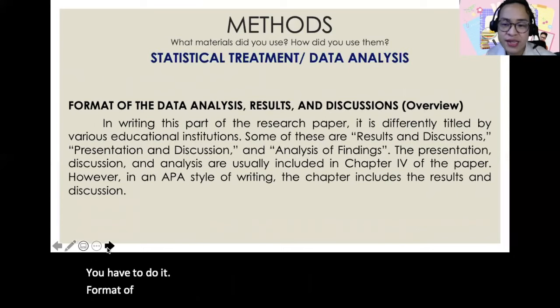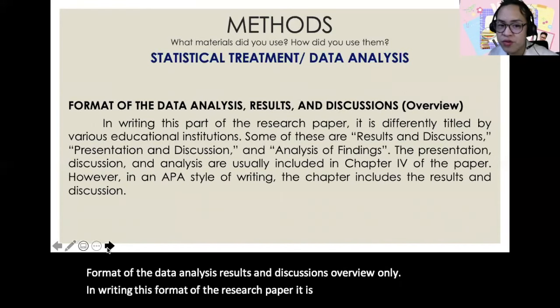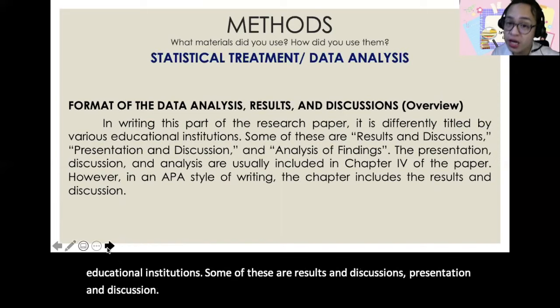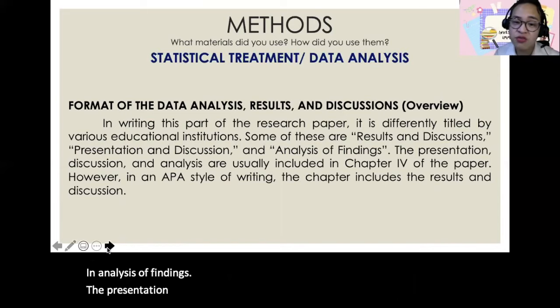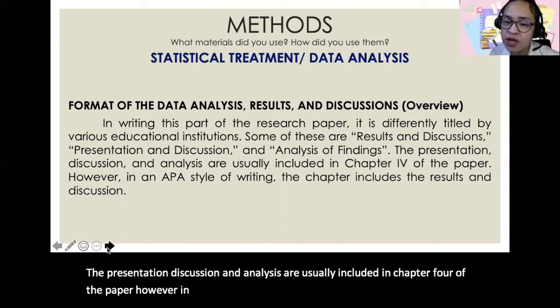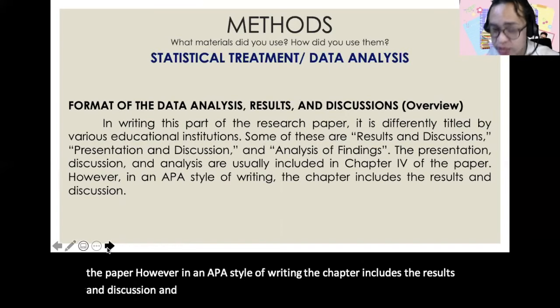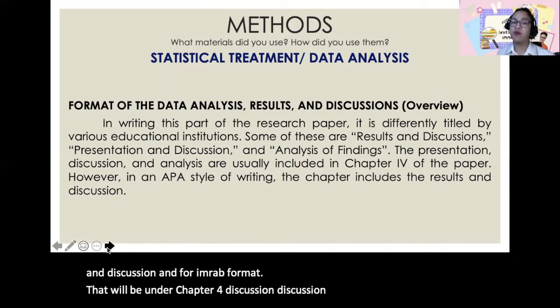Format of the data analysis, results, and discussions, overview only. In writing this format of the research paper, it is differently titled by various educational institutions. Some of these are results and discussions, presentation and discussion, and analysis of findings. Okay. The presentation, discussion, and analysis are usually included in chapter 4 of the paper. However, in an APA style of writing, the chapter includes the results and discussion. And for IMRaD format, that will be under chapter 4, discussion part, IMRaD format.